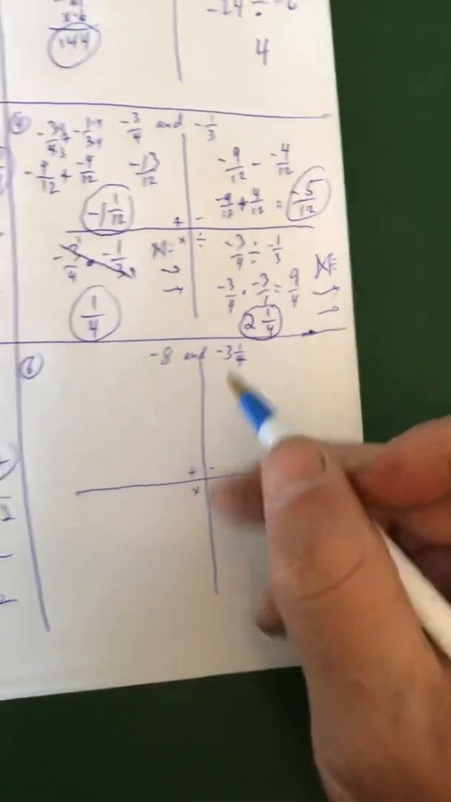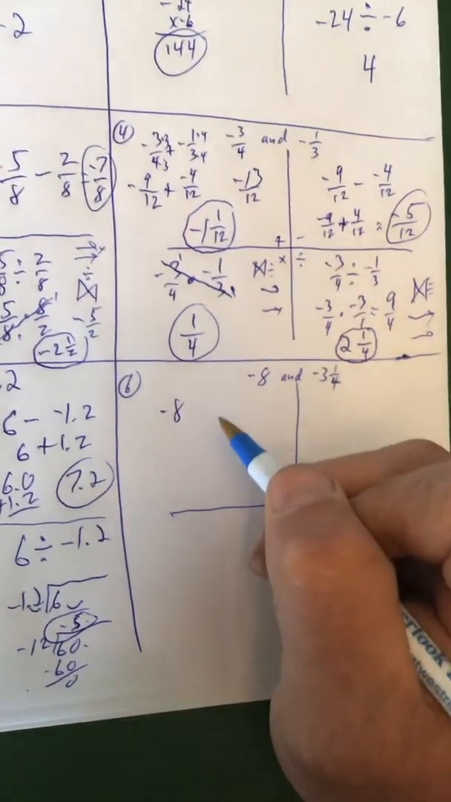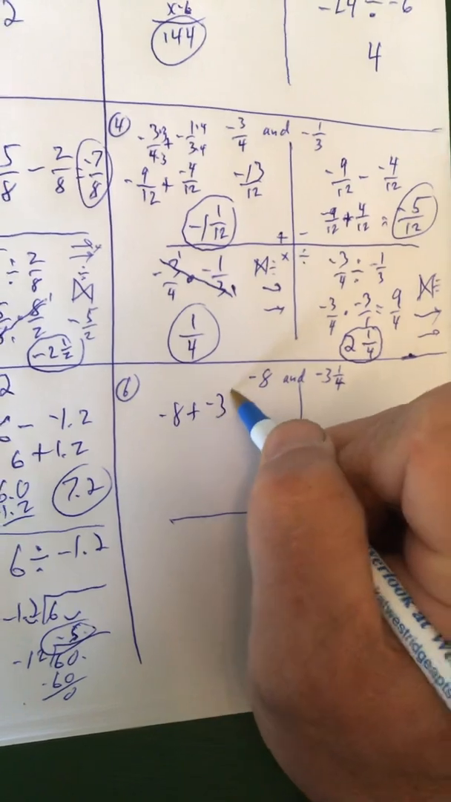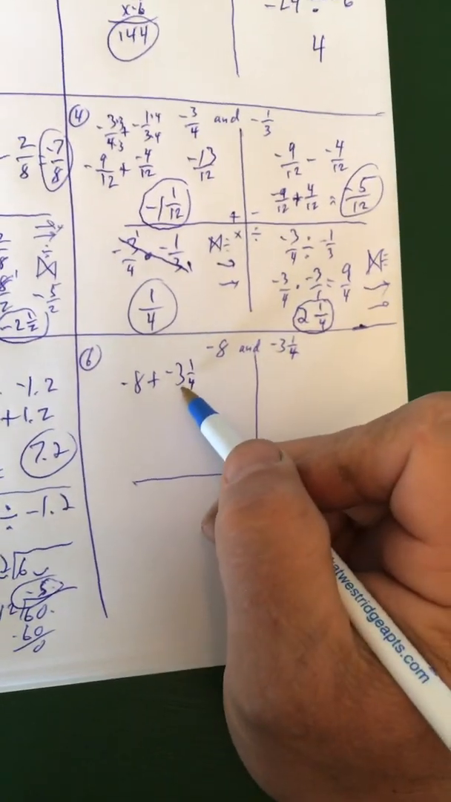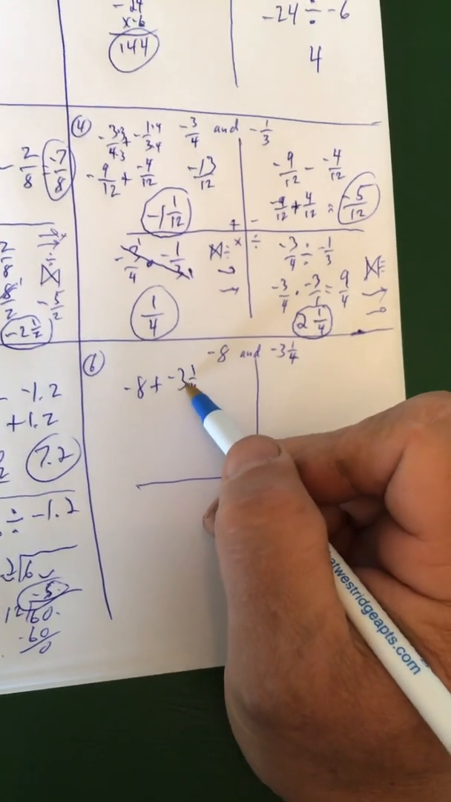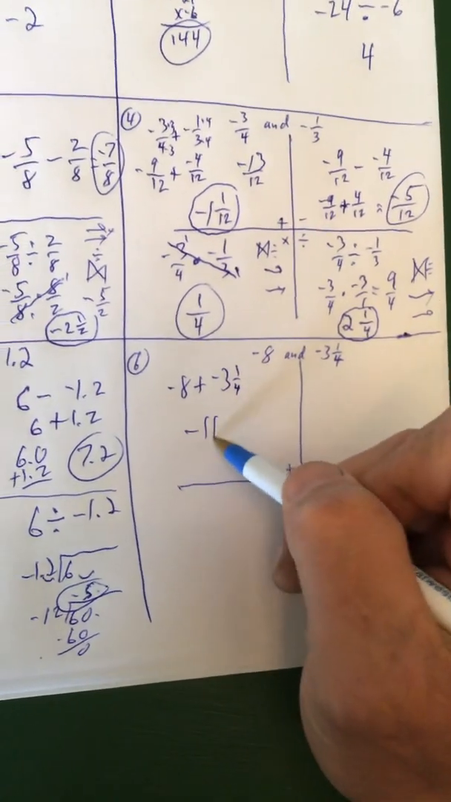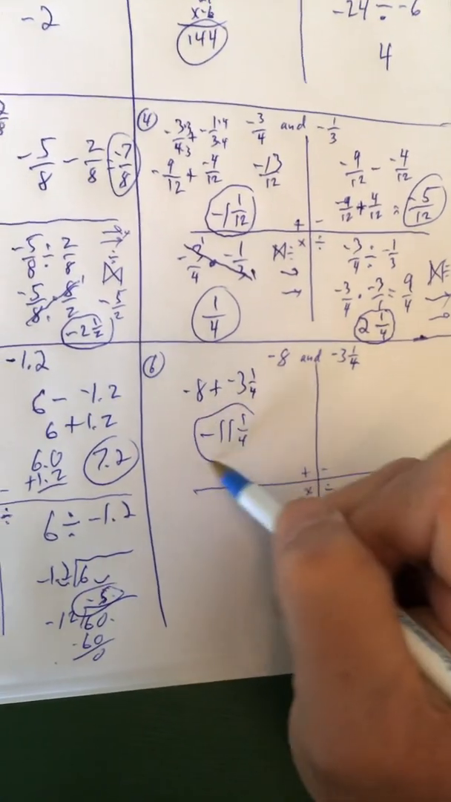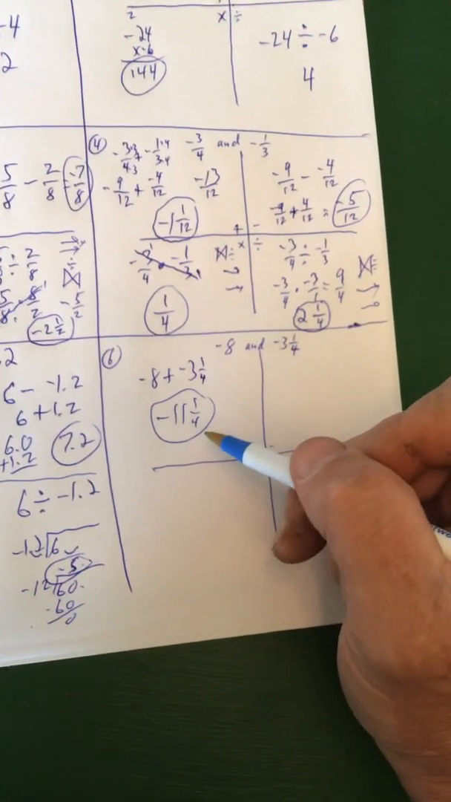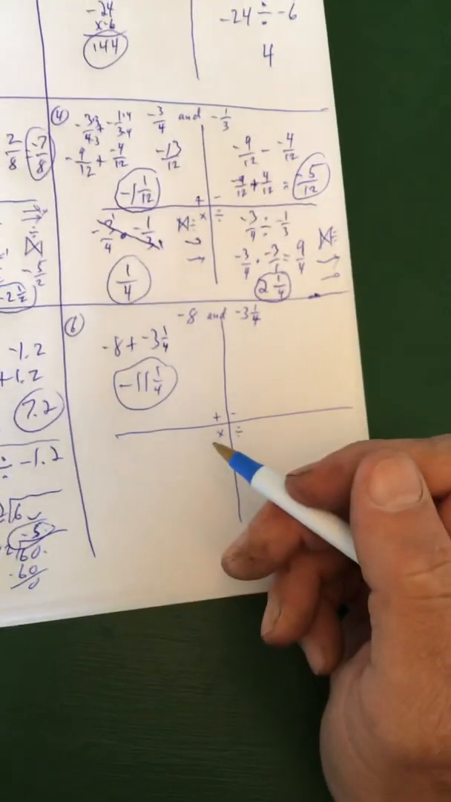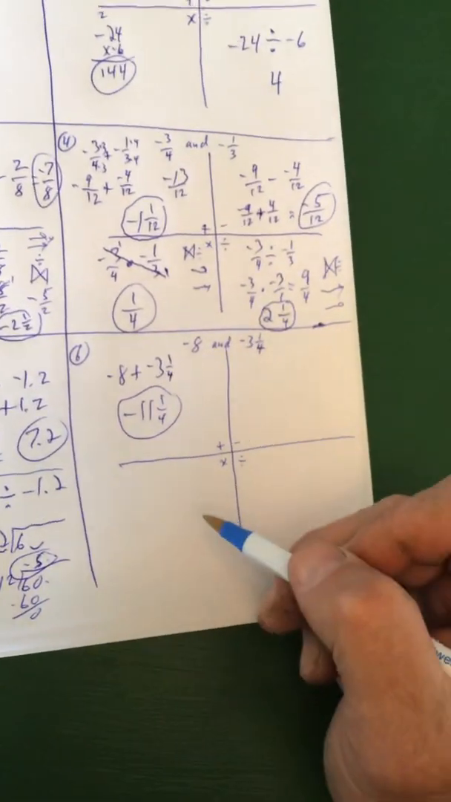And number 6. Negative 8 plus negative 3 1/4. If I go 8 to the left and then 3 1/4 to the left, I went negative 11 1/4. I went 11 1/4 to the left. Left and left is more left.